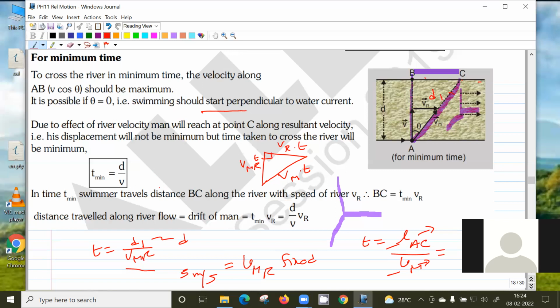So to find the drift, velocity of river is known, and the time taken to cross, that we can find by d divided by velocity of man with respect to river. Velocity of man with respect to river is known because it's the capability of the swimmer, and d is known. From that, t can be known. Is it clear?